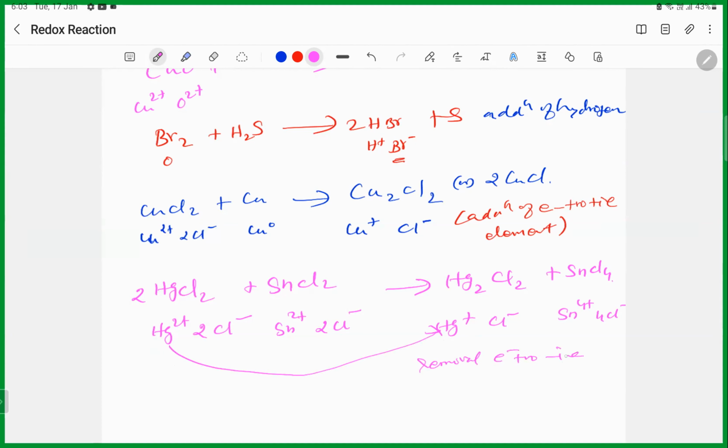So what is the reducing agent? The reducing agent is the opposite of the oxidizing agent. The reducing agent causes the reduction reaction, but it gets oxidized. What is the meaning? The reducing agent is a substance which provides hydrogen.